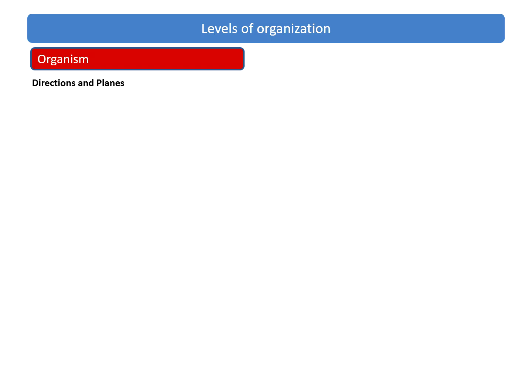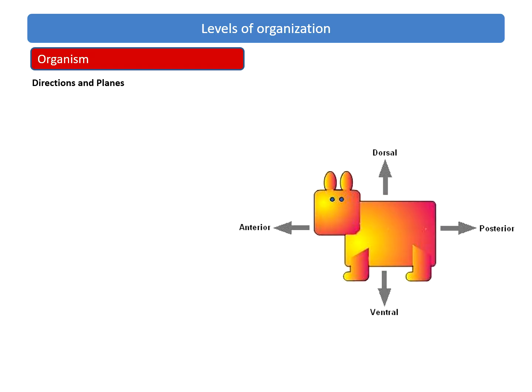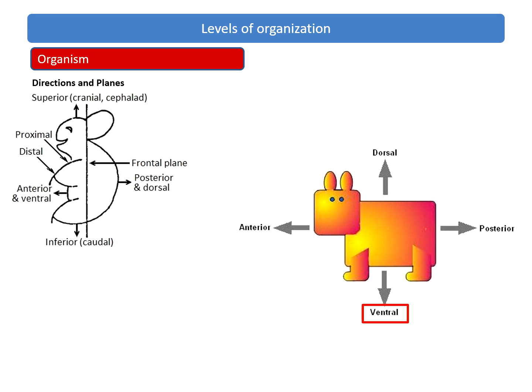How about directions and planes? Well, here's an animal. Anterior is the front, posterior is the back, dorsal is the back side, and ventral the belly side. If we stand the animal up on 2 legs, though, it gets a little confusing because now ventral is also the front, anterior. Dorsal is also the back, posterior.